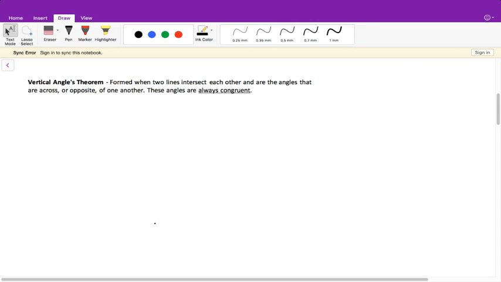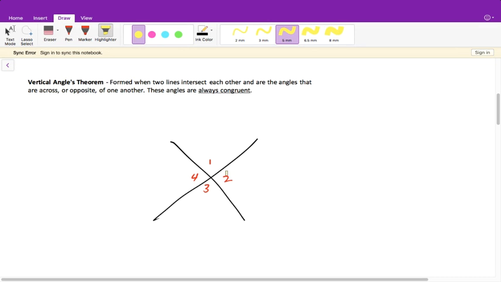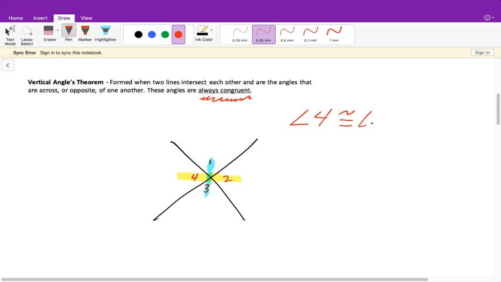All right, the next one is the vertical angles theorem, and we've already talked about this, so we're going to go through this one very quickly, but it's formed when two lines intersect each other, and the angles are always across or opposite of one another. So when we have these two lines that intersect, it forms four angles, 1, 2, 3, and 4. And as we've already discussed in class, we know that these two angles are vertical and these two angles are vertical, the ones that are across or opposite of each other. And the one thing that you should know by now is that they're always congruent. So we could say in this case that angle 4 is congruent to angle 2, and that angle 1 is congruent to angle 3.